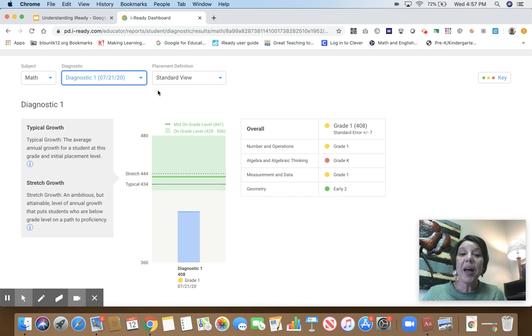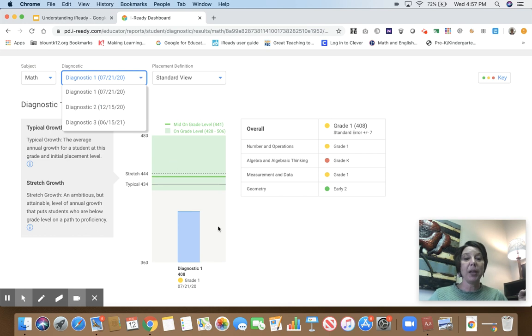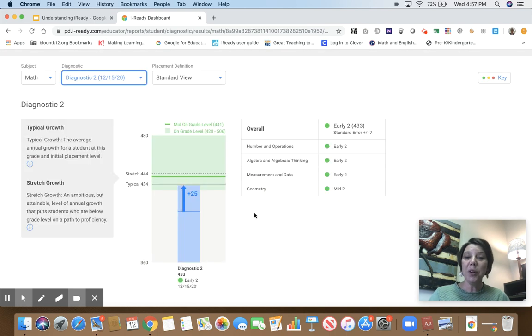But what happens a lot of times when our kids take the second diagnostic, they've been doing their learning path, they've been getting their grade level content lessons with their teachers, then here's what we see. So I'll go ahead and show you the second diagnostic for Brian. So pay attention to the blue bar and to the colors. So look what Brian did on test number 2.